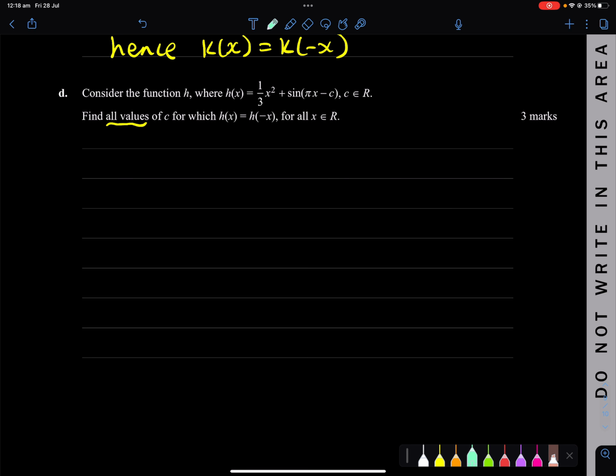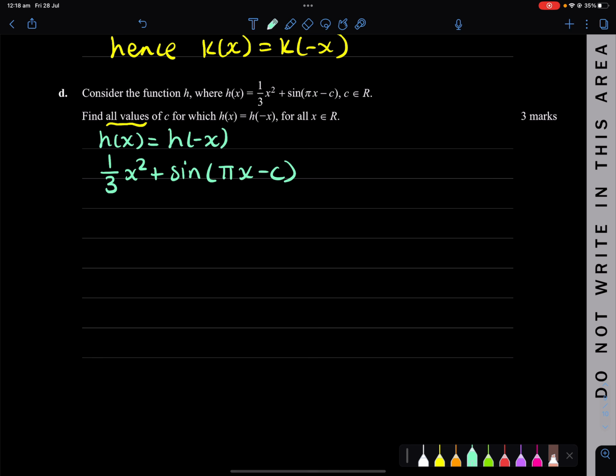Okay, so what I'm going to do for this one is equate them. So h of x equals h of minus x. So that'll be 1 over 3 x squared plus sine of pi x minus c equals 1 over 3 x squared plus sine, and if we put negative x, it'll be negative pi x minus c. Have I done anything wrong here? Just double checking. Nope.